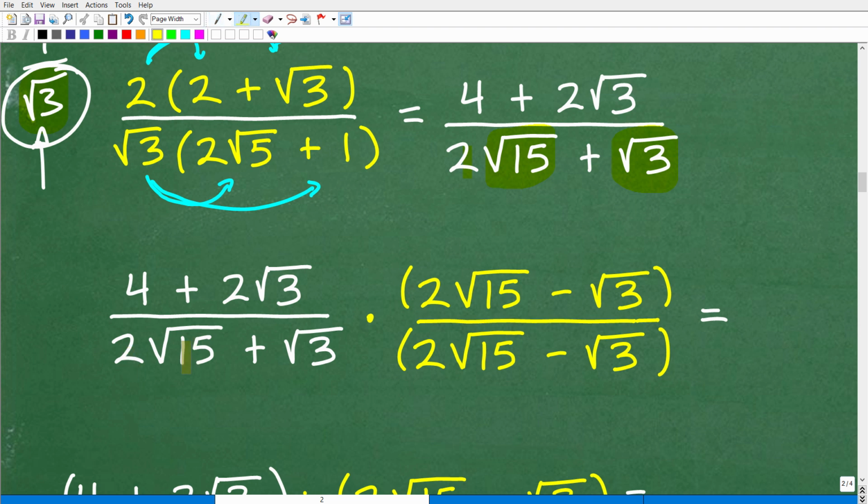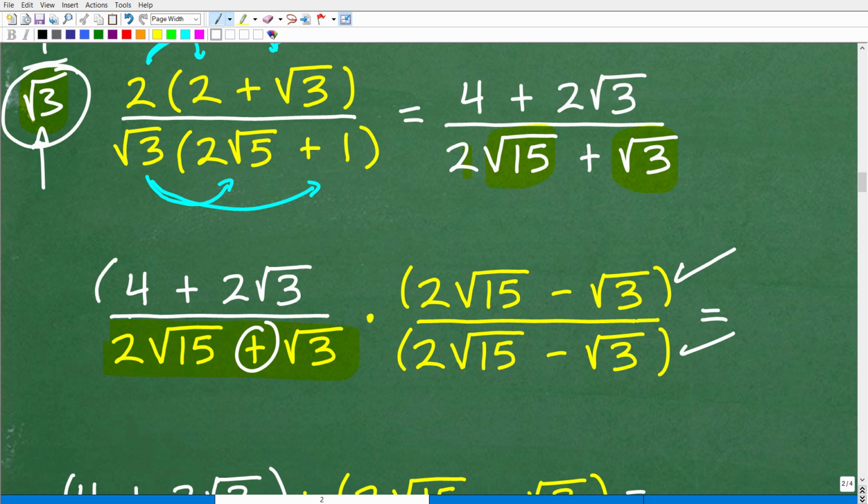Here is what we need to do. Notice that I have 2 square root of 15 plus square root of 3. Notice this plus sign between these two terms. What you're going to do, the conjugate, is the exact same thing, but we just change this to an opposite sign. So this is going to go from plus to minus. If this was minus, this would go to plus. That's the conjugate. We're going to multiply both the denominator and numerator by the conjugate. All it is, we take this expression down here and use the opposite sign. In this case, it's negative.